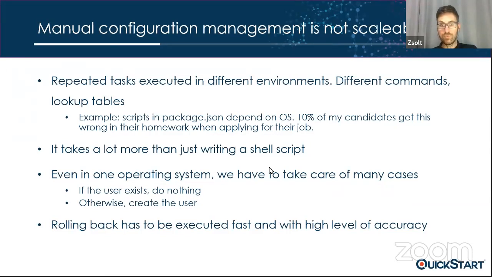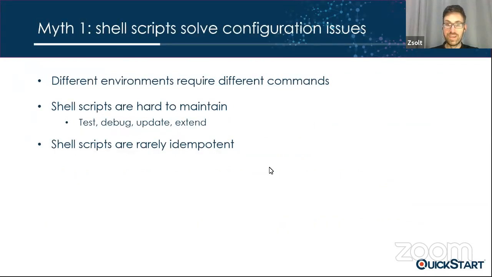You don't have time to log into 5 different servers and manually perform the rollback, especially if you have, let's say, 3, 4, 5 servers and you're load balancing in between them, and you need to make all these changes. So for this reason, it's kind of evident that shell scripts themselves don't solve all configuration issues.